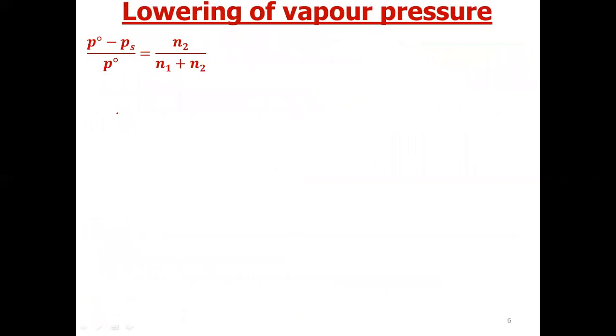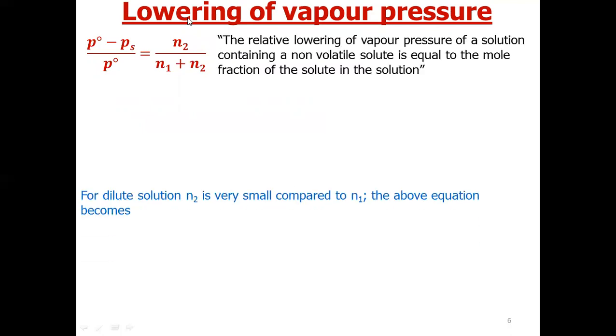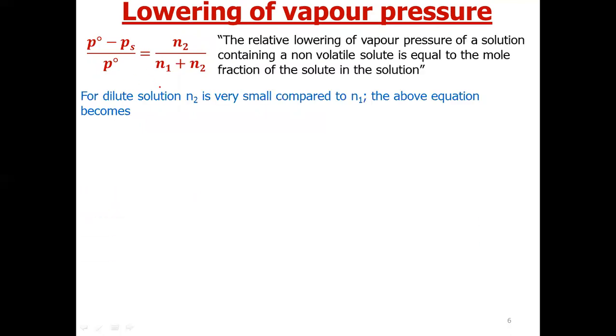Now from Raoult's law, the relative lowering of vapor pressure is equal to N2 upon N1 plus N2, which represents the mole fraction of solute. As we already discussed in our previous slides, colligative properties are properties of dilute solutions. If the solution is very dilute, that means the amount of solute is very less, so N2 is very small as compared to N1. So this equation will reduce to P naught minus Ps by P naught is equal to N2 by N1.